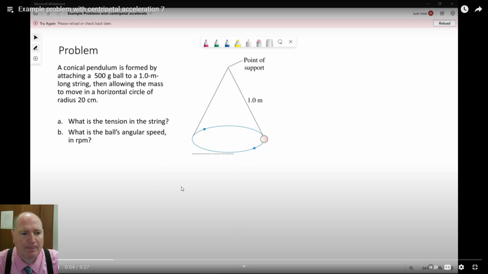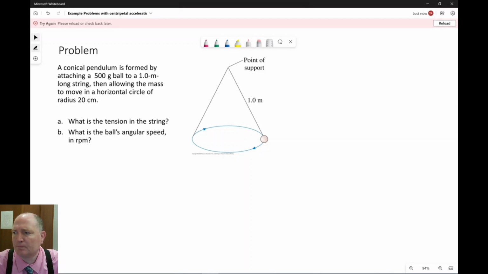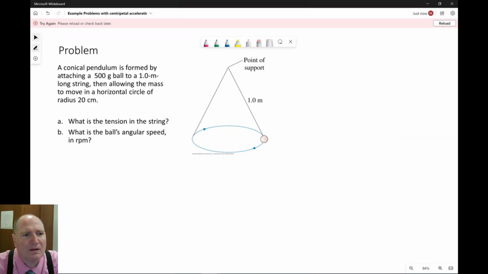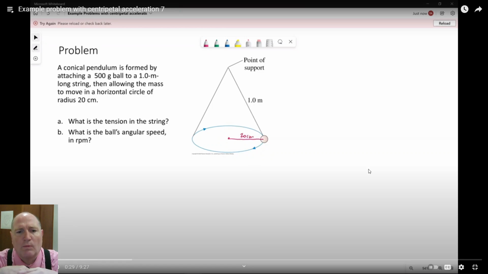Last example, problem involving centripetal acceleration. So a conical pendulum formed by attaching a 500-gram ball to a 1-meter long string. It moves in a horizontal circle that has a radius of 20 centimeters. Ooh, so I like that. 20 centimeters is the radius. So right away we're noticing that they're using an image, my guess from the textbook or something, and then annotating it. I think that's really, really great.